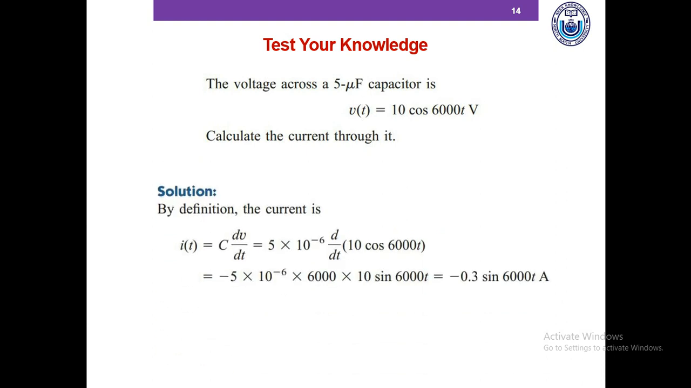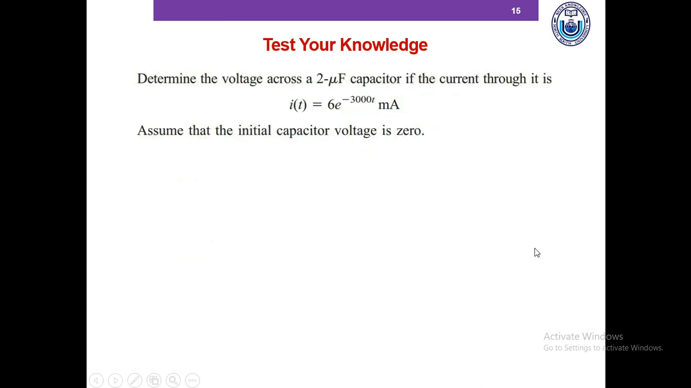Hopefully you've been able to solve this. V is given, C is given. We know the current I is equal to C dV/dt. If we differentiate with respect to time, we obtain the equation of current. So here is another one. Please pause this video and then we'll match our answers.